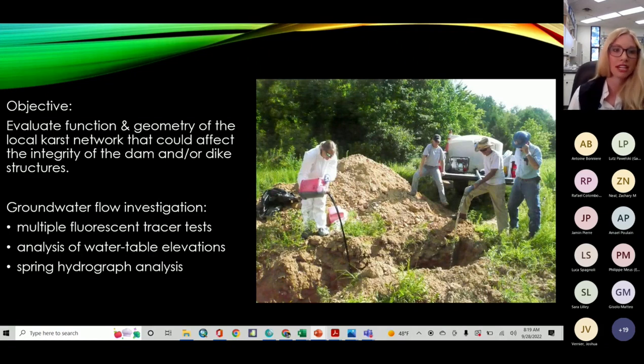The objective here, again, was to evaluate the function and geometry of this karst network that could affect the integrity of the dam structure. We conducted a groundwater flow investigation using fluorescent tracers. We also paired this with an analysis of the water table elevations and spring hydrographs.